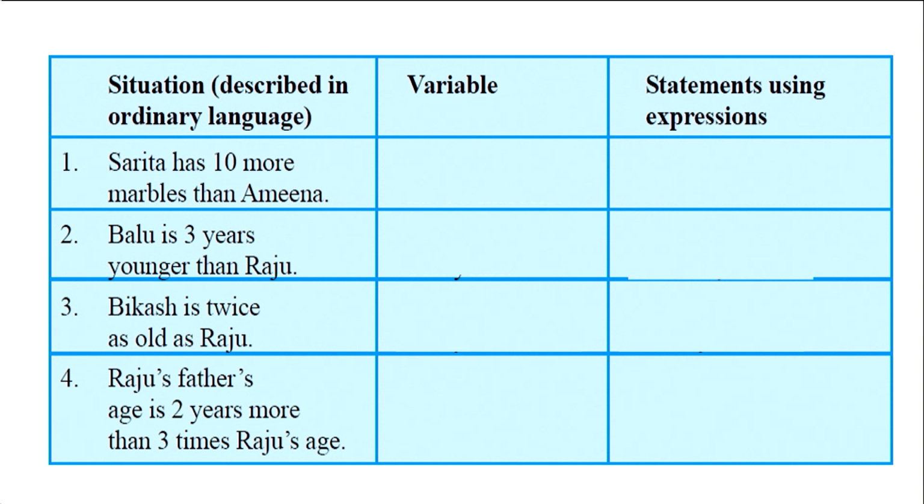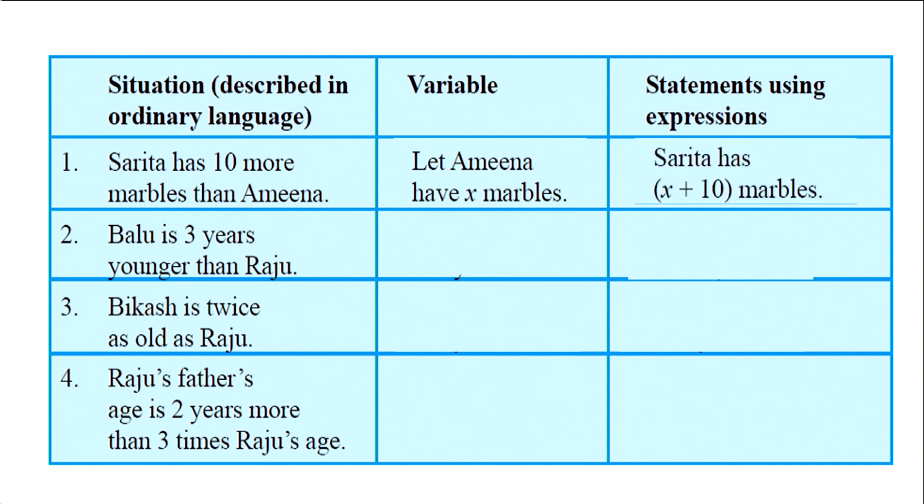Sarita has 10 more marbles than Amina. There are two students, Sarita and Amina. Sarita has 10 more marbles than Amina. Here, let us consider the variable x. According to the statement, we can write the expression for this. Sarita has x plus 10 marbles because she has 10 more marbles when compared to Amina. If Amina has x marbles, then Sarita has x plus 10 marbles. Come to the next question.